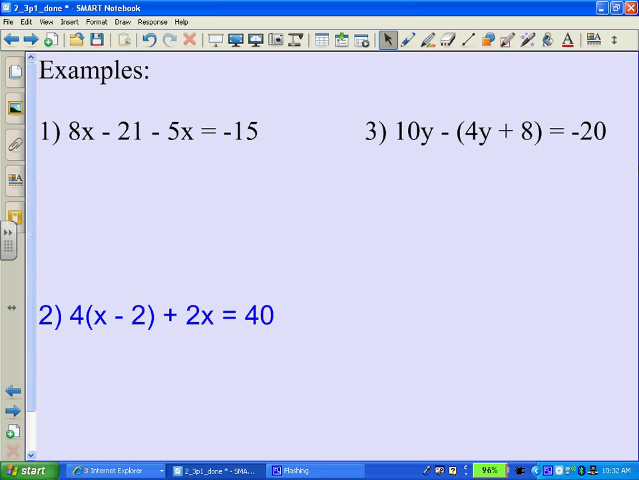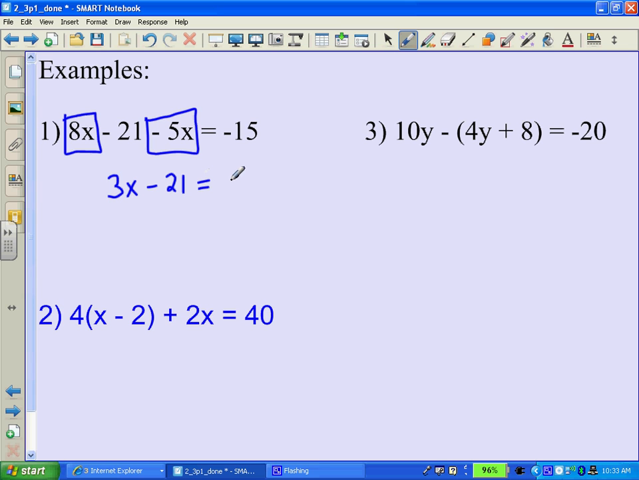So I got 3 examples here. Let's start with the first one. First thing I look for, parentheses. I don't see any, so I don't have to distribute. Next thing I look for is like terms. So you see here I have an 8x and a minus 5x, or a negative 5x. So 8x plus negative 5x, or 8x minus 5x, is 3x.